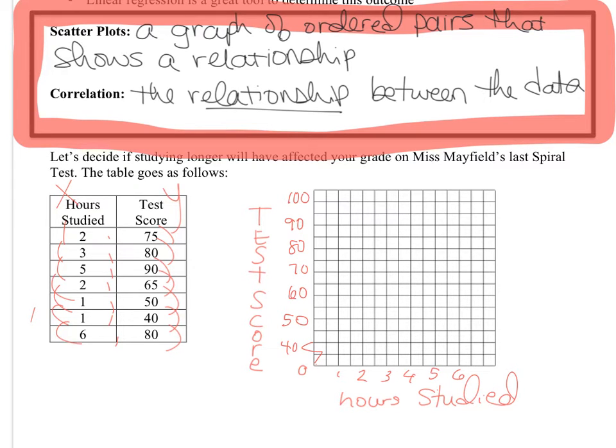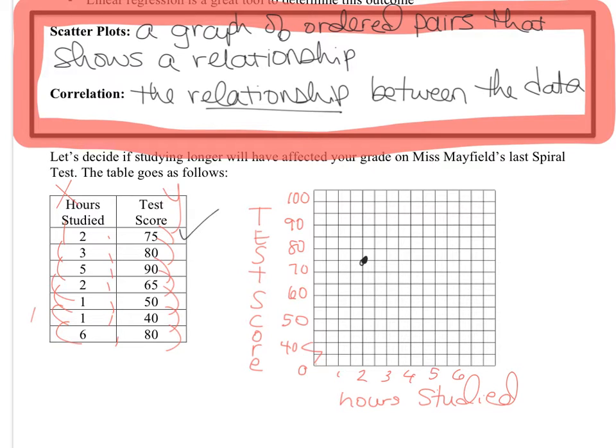So I'm going to go (2, 75). I'm going to go over 2, and I'm going to go up 75. So 70, 75 would be right there. And I'm going to plot a point. So over 2, up 75, and I'm going to plot a point. And now I'm going to do the next one. I've graphed that one. Now let me do the next one.